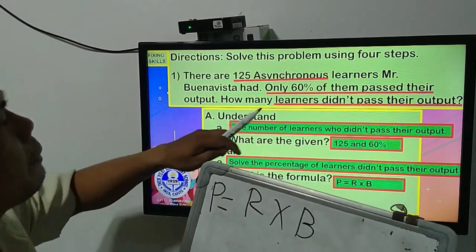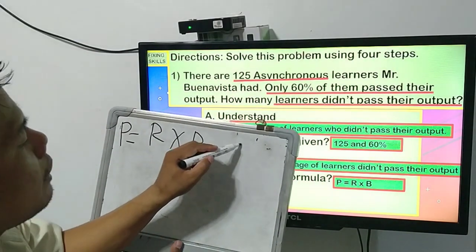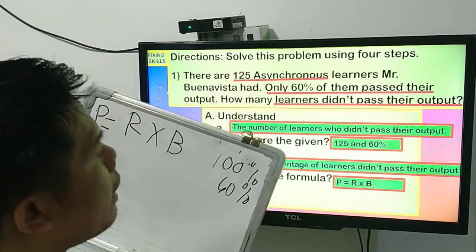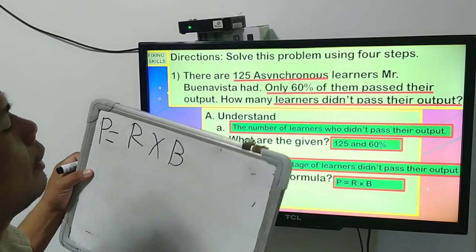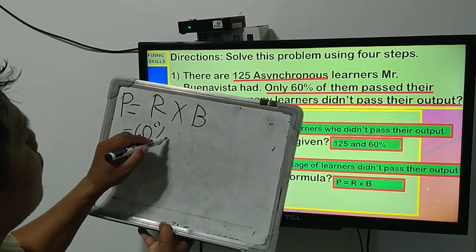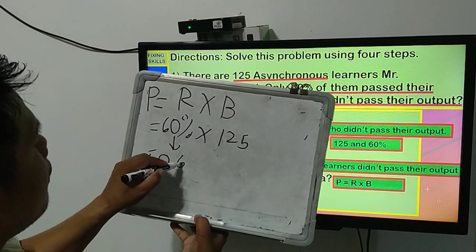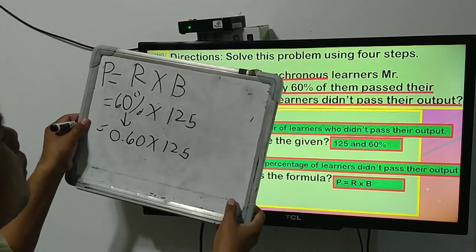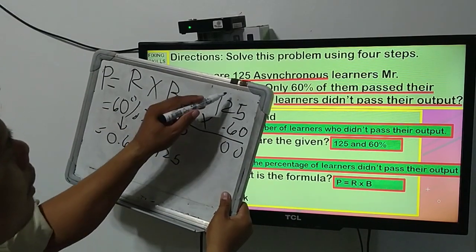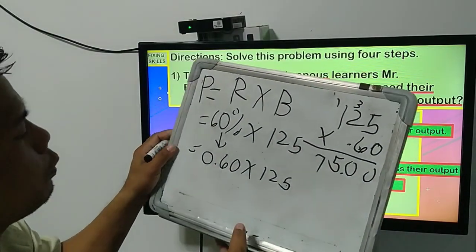So the percentage of the learners who passed their output is 60%. So we're going to subtract 100% minus 60%. Or we're going to solve directly. So let's have this one. Get the percentage. So we have 60% times 125. Then we change to decimal number, 60 hundredths times 125. Okay, so 125 times 60 hundredths. Bring down 0, we have 30, carry 3, 12, 15, carry 1, 7. So 75 had passed their output.